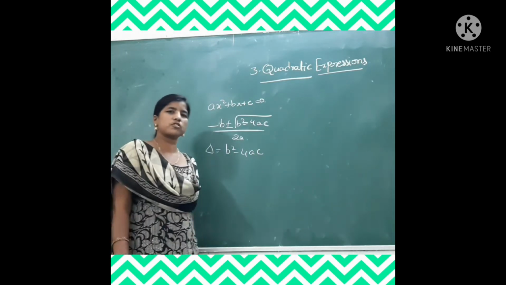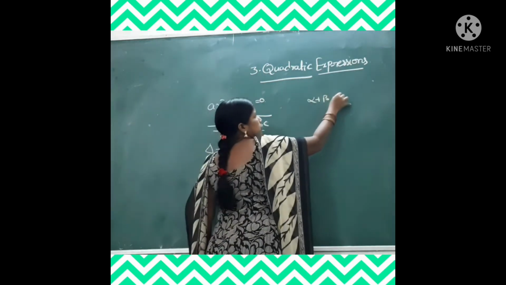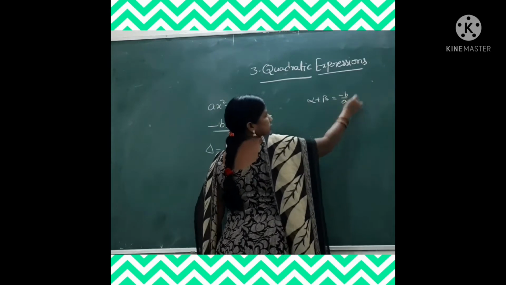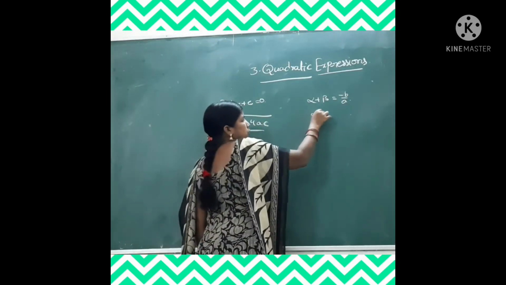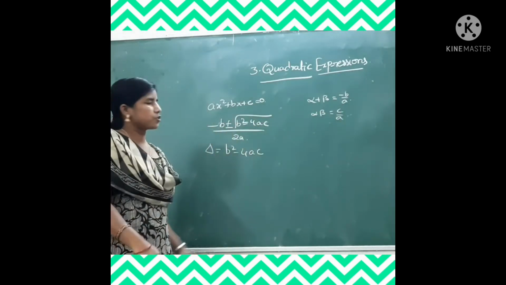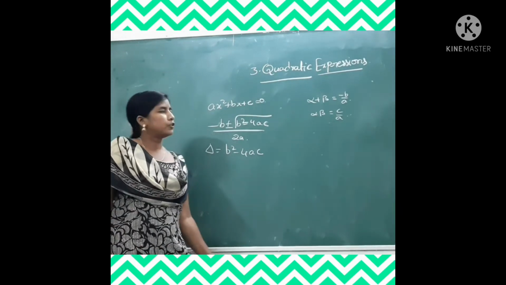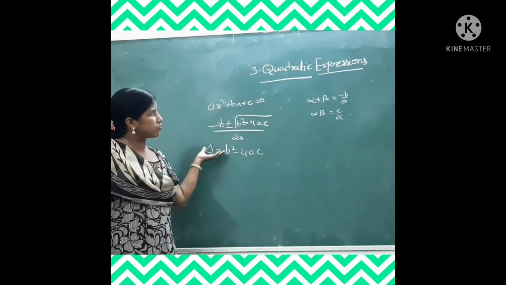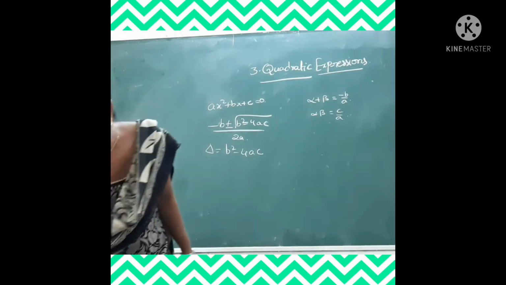What is the sum of the roots of a quadratic equation? Alpha plus beta is equal to minus b by a, and the product of the roots, alpha beta, is equal to c by a. Okay, these formulas were used in some examples and some exercise sums also we have completed. Now we will discuss this more deeply in this class.